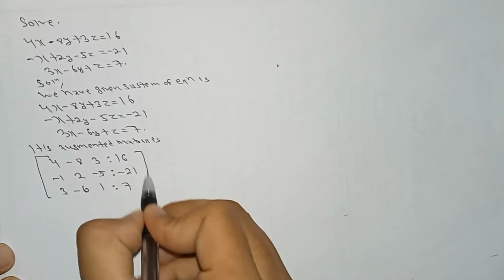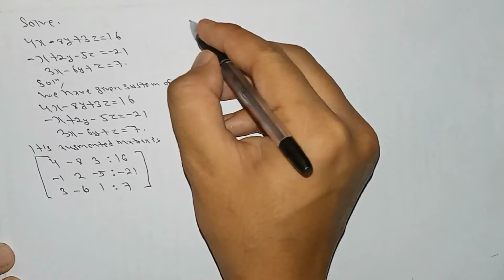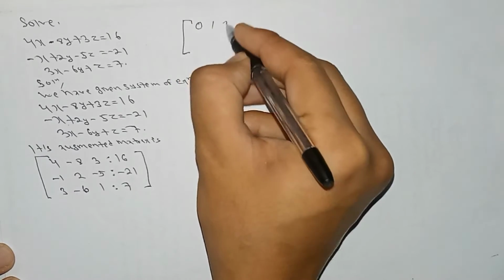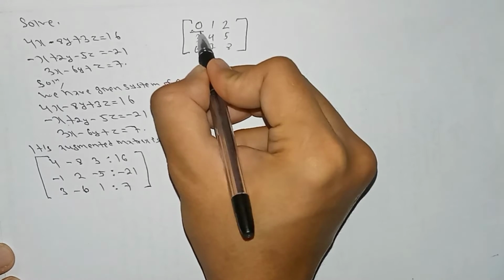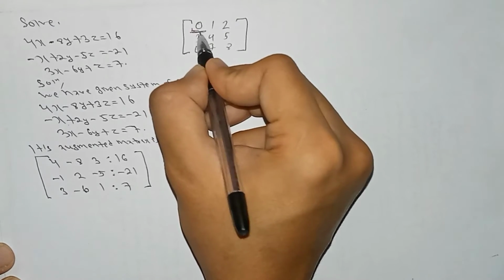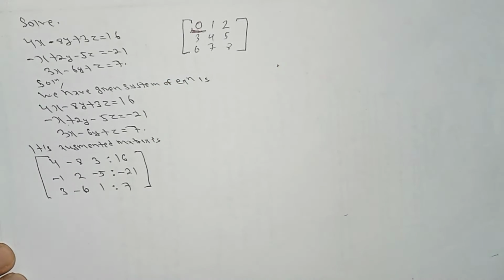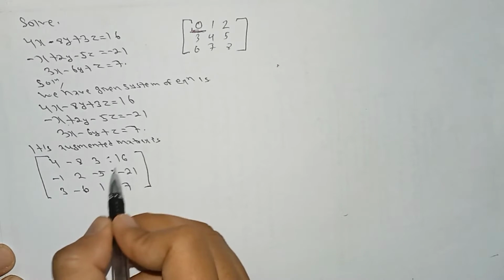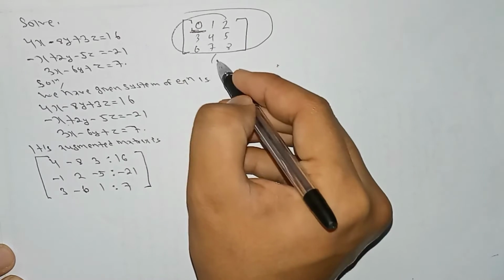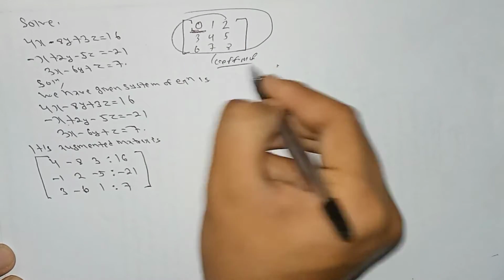Always remember that we cannot have the matrix form like 0 1 2 3 4 5 6 7 8. We cannot have the value 0 in this first part. So this whole part is the augmented matrix, and only this part is called the coefficient matrix.